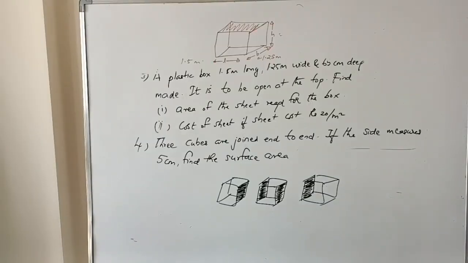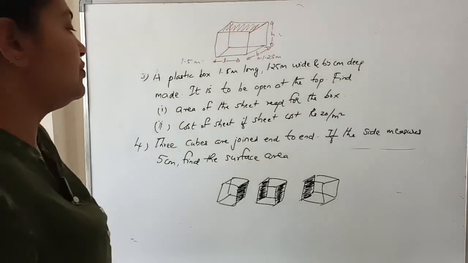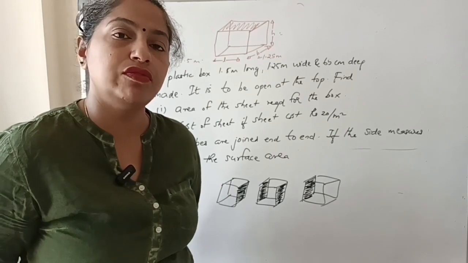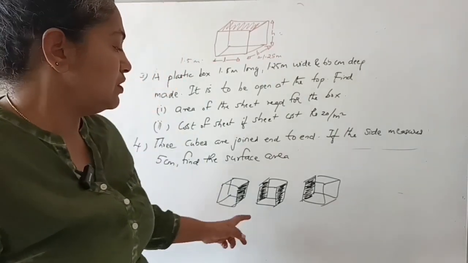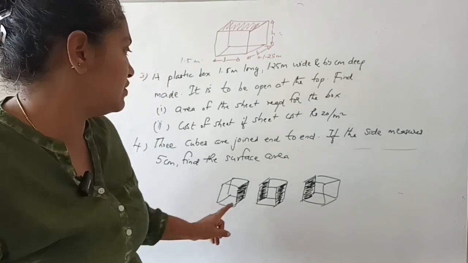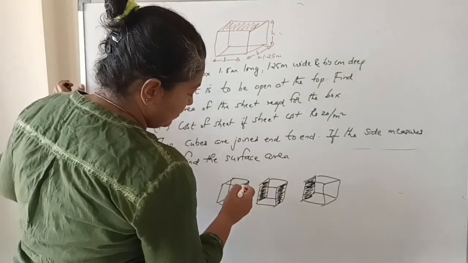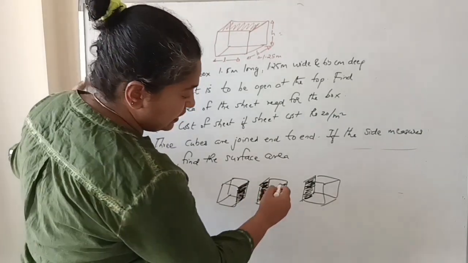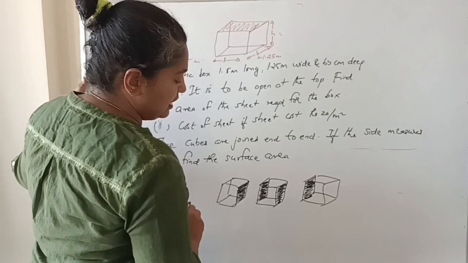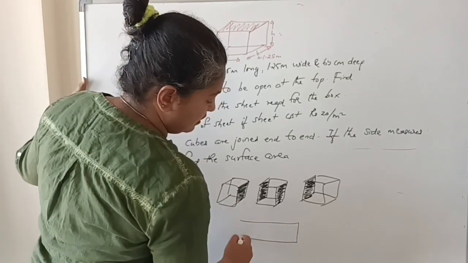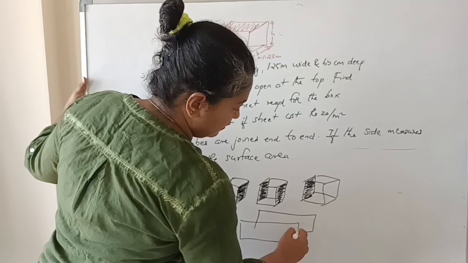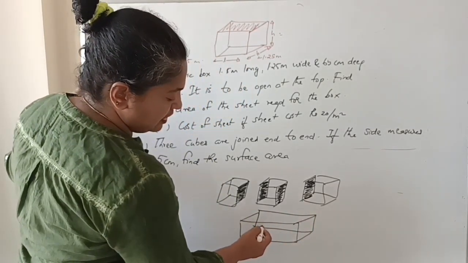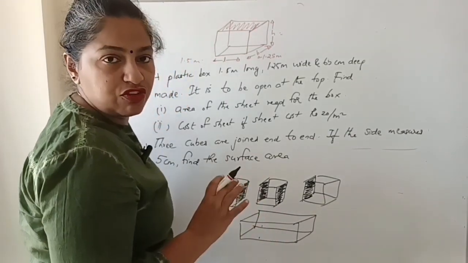Let's have a look at the fourth sum. 3 cubes are joined end to end. If the side measures 5 centimeters, find the surface area. So we have to find the TSA of the resulting solid. Now, 3 cubes, they are joined end to end. So, this side is being joined to this side. This side is being joined to this side. So, finally, we have a shape something like this. Here we have 2 divisions, I mean, like it has been joined.